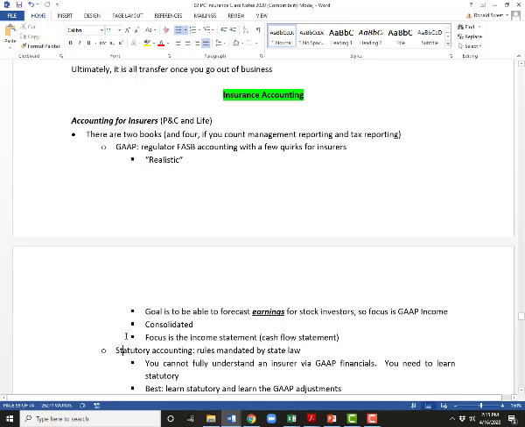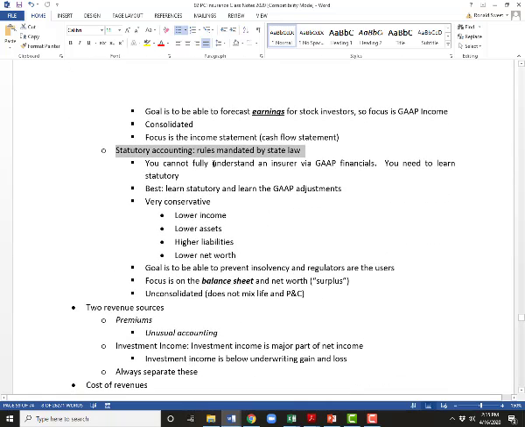So GAAP does not provide that. Now, if you went to the annual report of the company online, they probably give some segment reporting, which will probably show some things for the P&C versus the life insurance. But it won't be nearly at the level of detail we can get from the statutory. So statutory is what's dictated by state law.